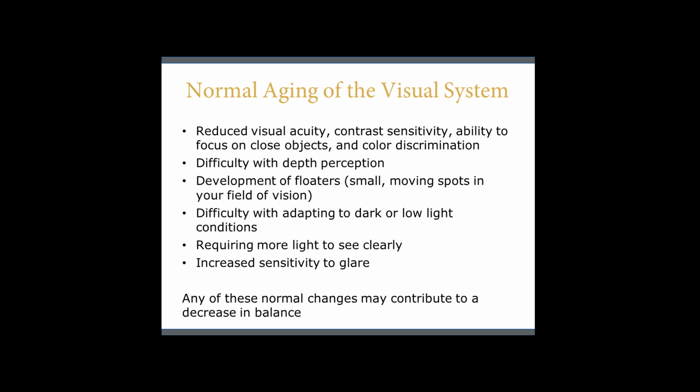And then we have the normal aging of the visual system, where this is going to be across the board an issue. Our older adults are going to have difficulty with their depth perception, with color discrimination, with contrast sensitivity, and we see this when we look at driving and determining the difference between red lights and green lights. It's difficult to do with the aging eye, and they're also going to have an increased sensitivity to glare, as well as needing more light to see what they used to be able to see with less light.